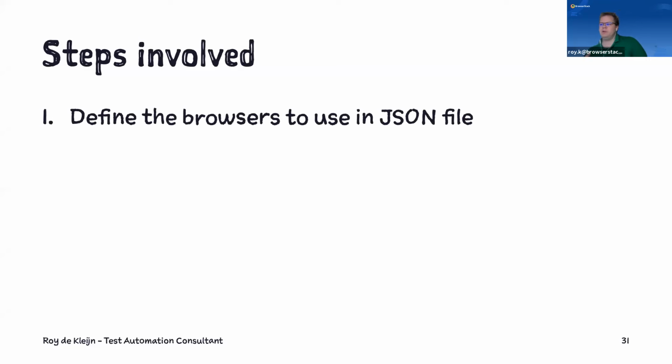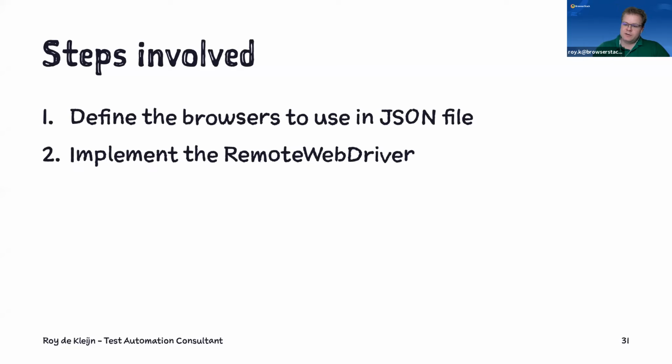I made a utility that can read this JSON file, and then it will give you a set of capabilities, a set of capabilities that match the BrowserStack standard. And then we can create a remote WebDriver, and the remote WebDriver understands the desired capabilities and will set up a session if you're authenticated and so on.